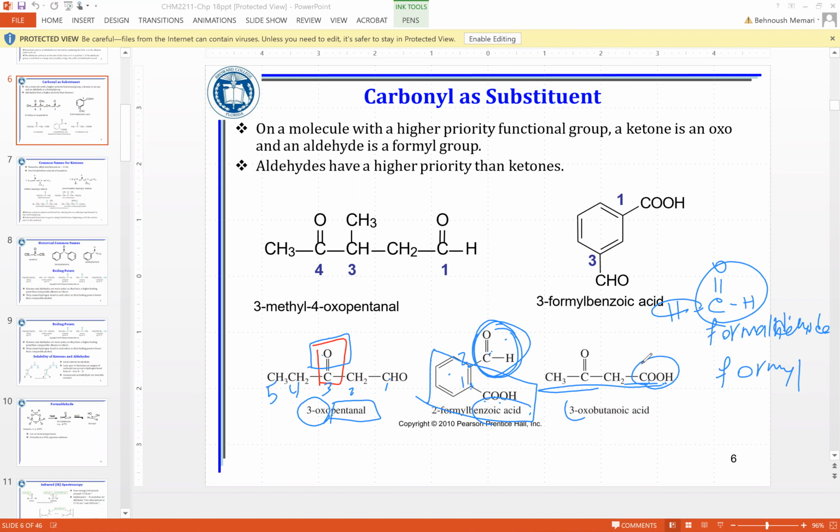Obviously, benzoic acid has the higher priority. You have 1, 2, 3, 4. So you have 4 carbons in the carbon chain, and that is going to give you a butanoic acid. And then you have a ketone functional group in carbon number 3, which would be 3-oxo.